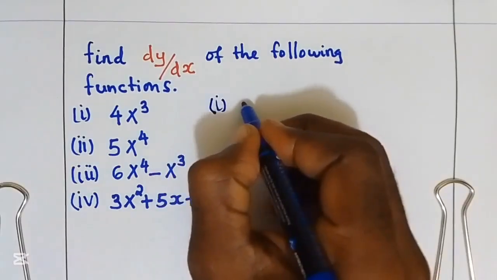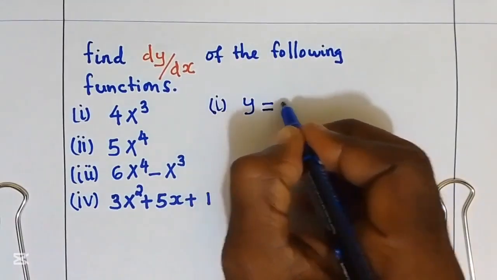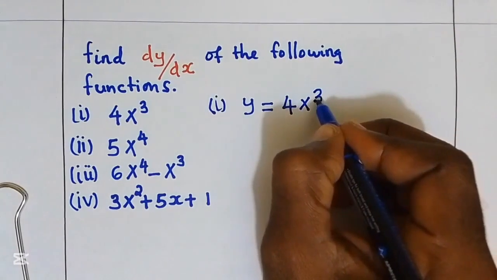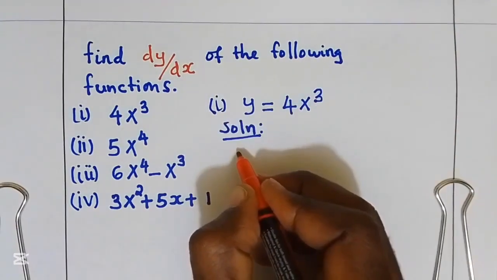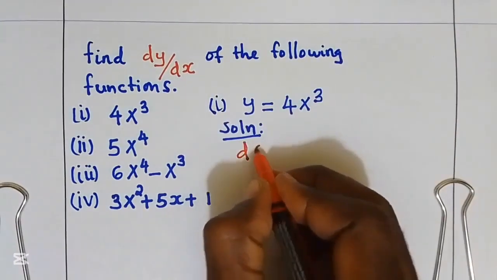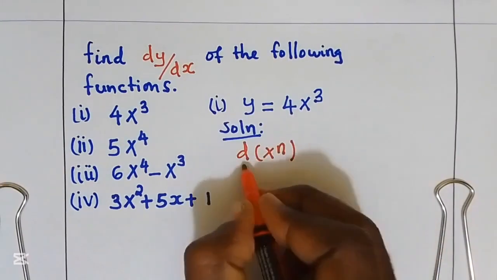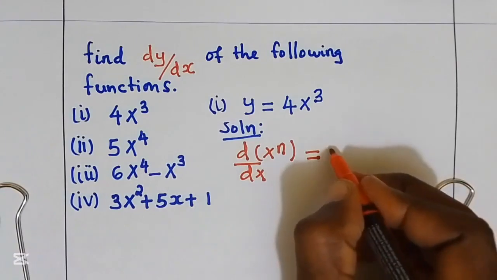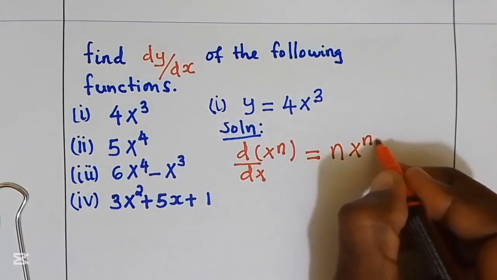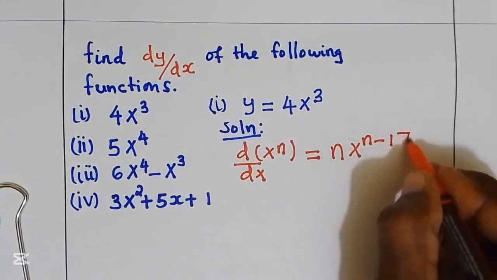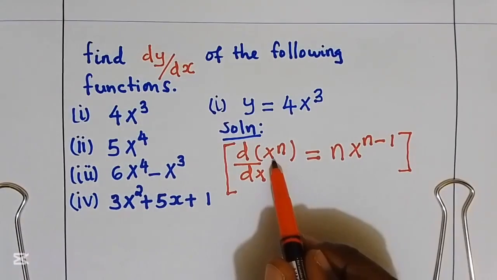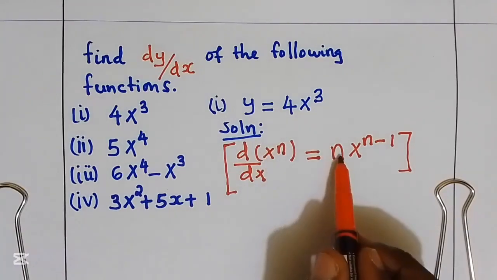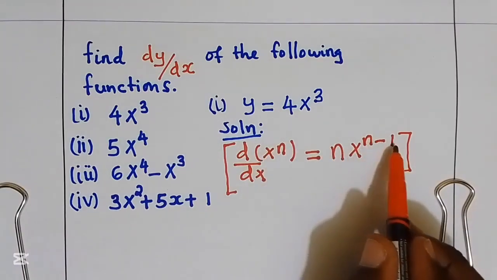Roman 1, which says y is equal to 4x cubed. The power rule states that d/dx of x to the power n is equal to n x to the power n minus 1. That is, the derivative of x to the power n is equal to, we are going to drop n, and then we are going to reduce the power by 1.